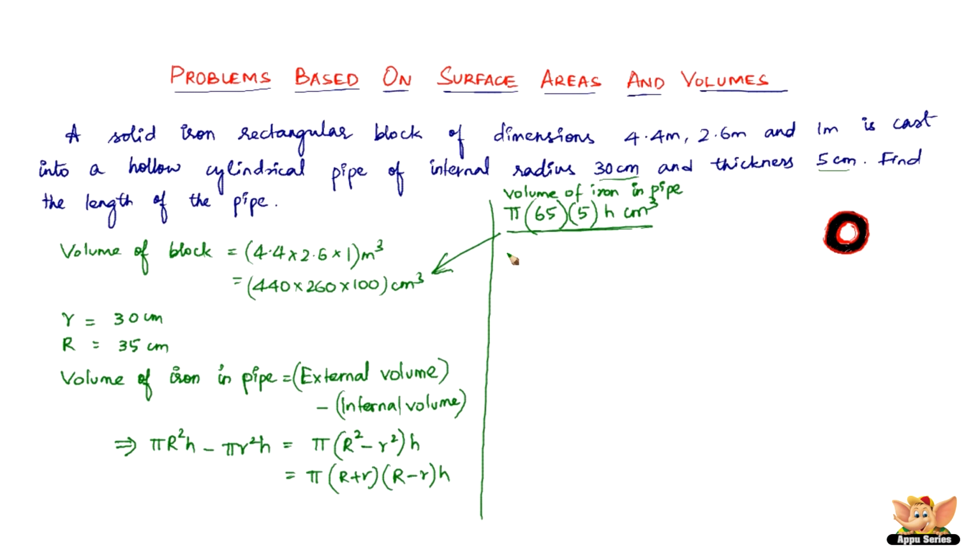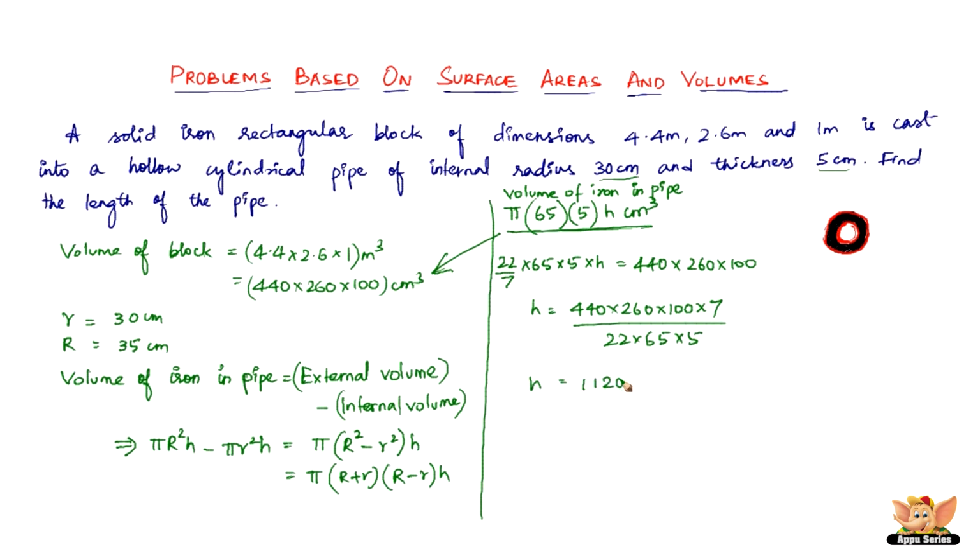So we're going to get pi, which is nothing but 22 by 7, times 65 times 5 times h equal to 440 times 260 times 100. So h equals 440 times 260 times 100 times 7, the 7 goes there, divided by 22 times 65 times 5. On solving this, you get exactly 11,200 centimeters or 112 meters.